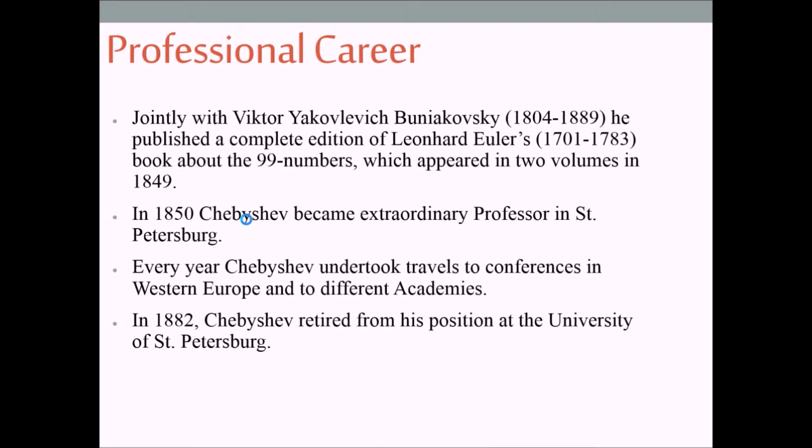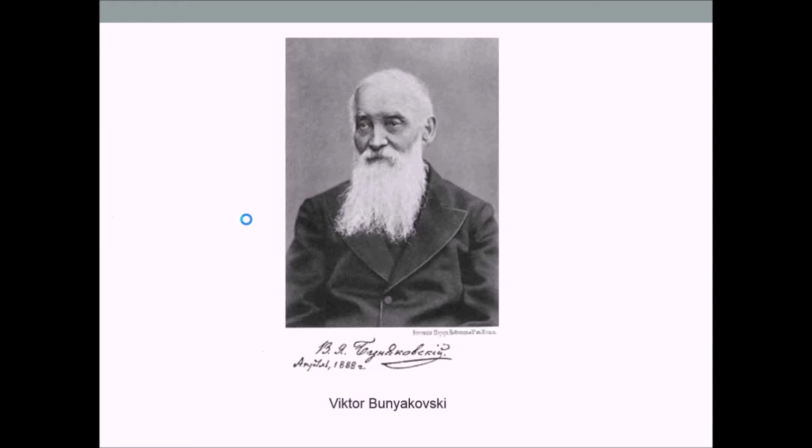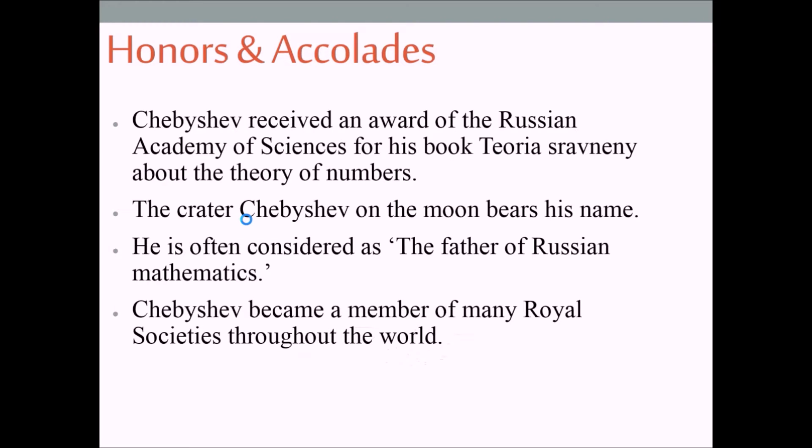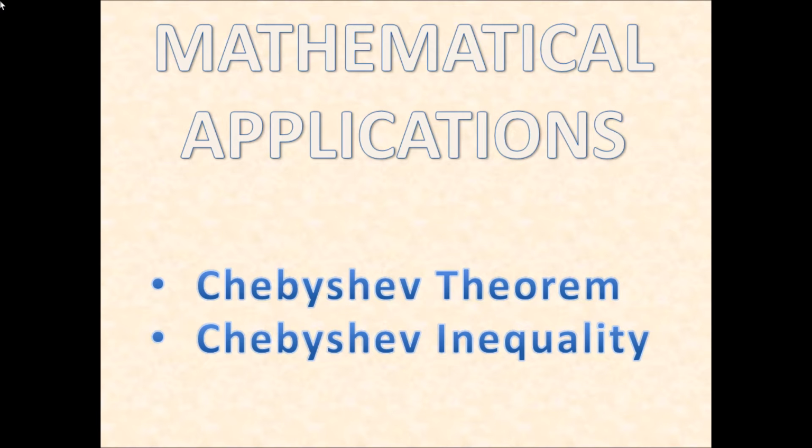This is one of the pictures of Viktor. Chebyshev received an award of the Russian Academy of Science for his book Theoria Severnae about the theory of numbers. The crater Chebyshev on the moon bears his name. He is often considered the father of Russian mathematics. Chebyshev became a member of many royal societies throughout the world, like the Royal Society of London.